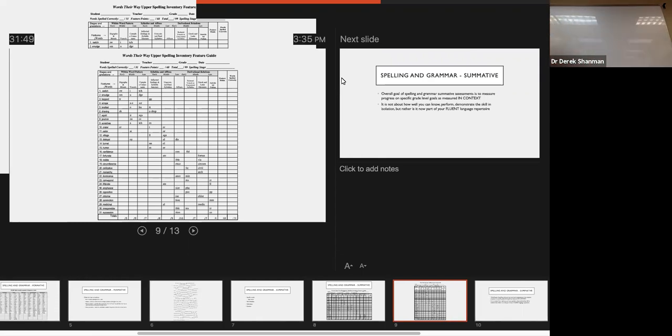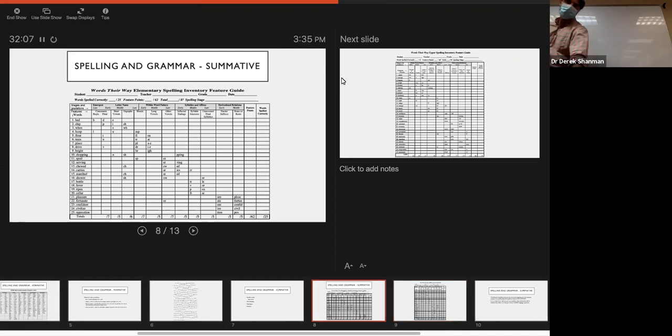And in each word, I know it's a little hard to see back there, you're not actually measuring the correct spelling of the entire word. What you're measuring is the correct spelling of a particular sound. The sounds are broken up in difficulty. So this is from a specific curriculum called Words Their Way. Anyone seen that before? No? Okay. I like this spelling curriculum.